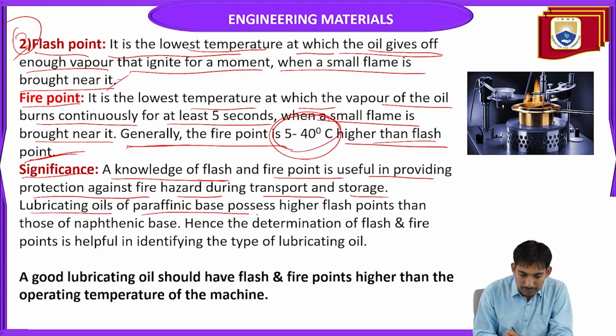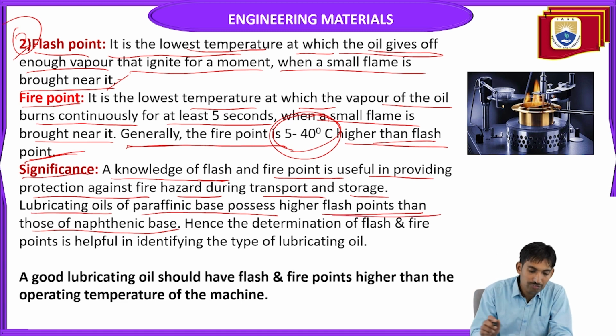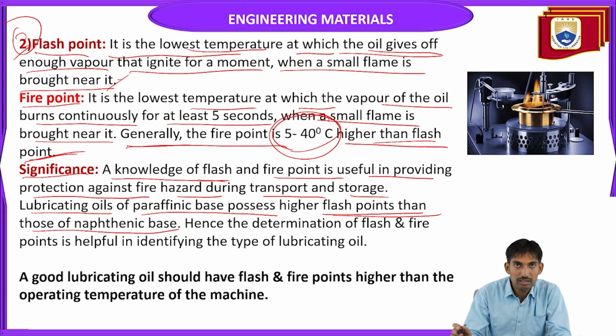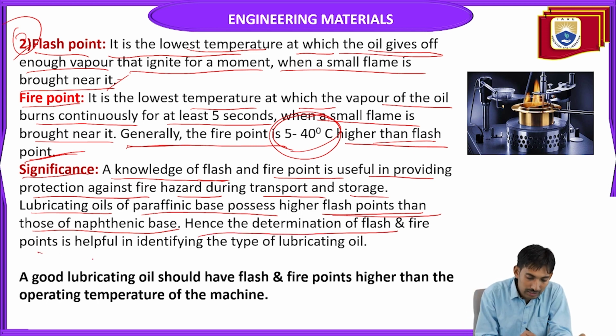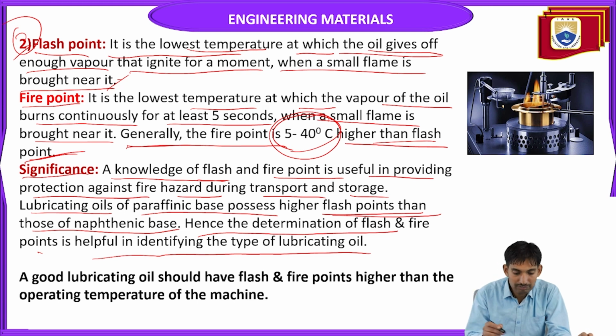Lubricating oils of paraffin base possess higher flash points than those of naphthalenic base. Paraffin-base oils contain higher flash points compared with naphthalene-base lubricating oils. Hence, the determination of flash and fire points is helpful in identifying the type of lubricating oil. We can differentiate paraffinic-base and naphthalenic-base lubricating oils based on the flash and fire points.